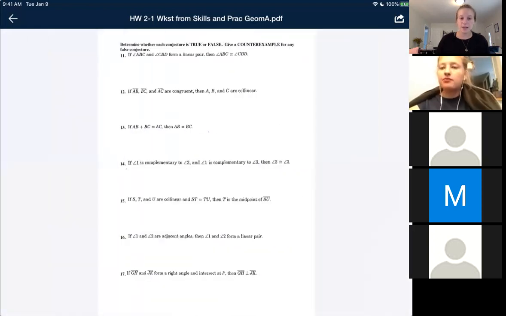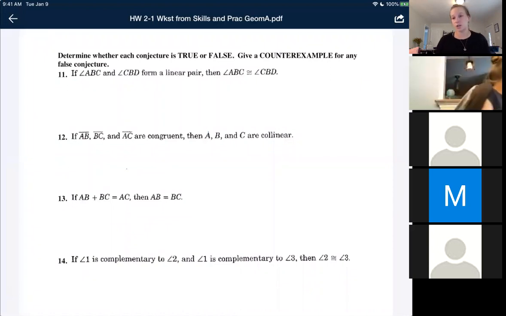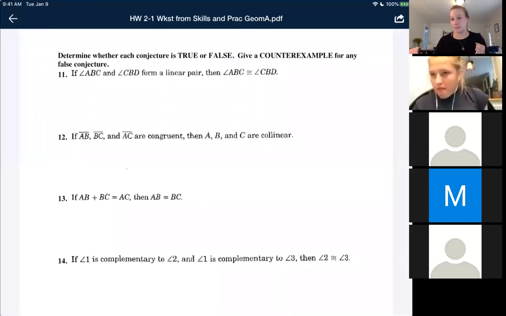On the back side, the directions say, determine whether each conjecture is true or false. Every one of these should say true or false. Then it says, give a counterexample for the false conjecture. So every time you write false, you either need to write a sentence or draw me a picture that shows a counterexample that shows that that is false, okay?